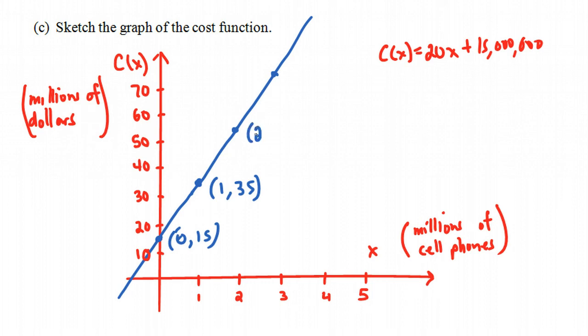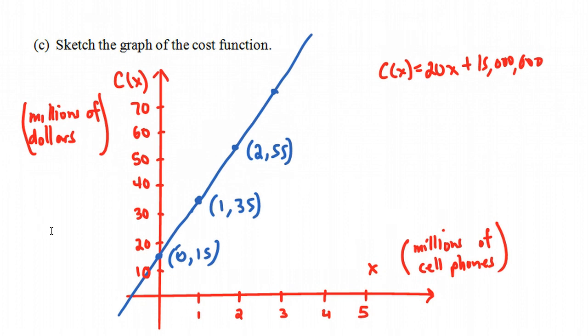Up here, this would be 2 comma 55. To produce 2 million cell phones, your total cost would be $55 million. One final thing, this formula is really only valid if x is greater than 0. You can't sell a negative number of cell phones. So this piece of the graph to the left of the y-axis is not really a realistic part of the graph. I guess I could have begun the graph just right here and extended it up this way.